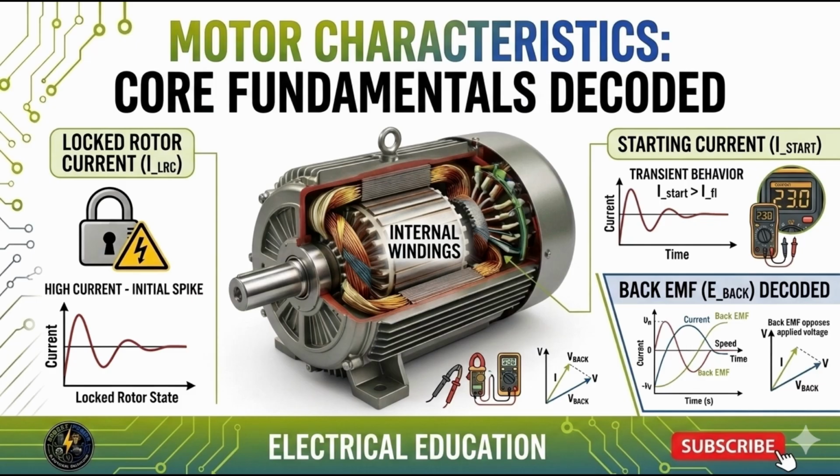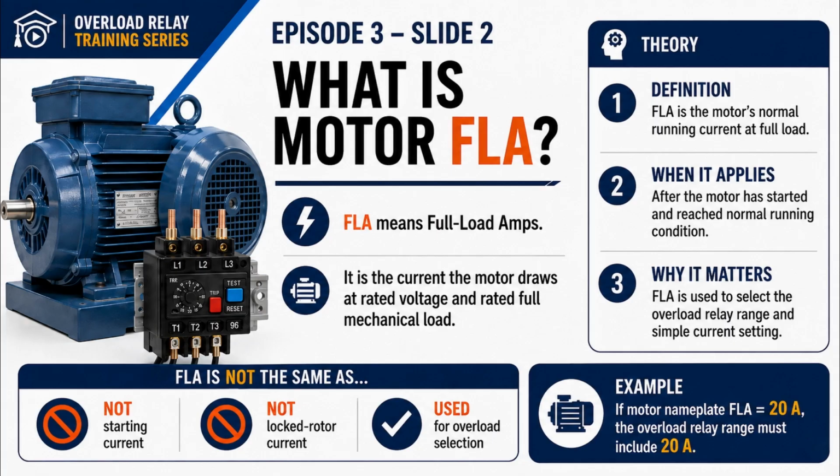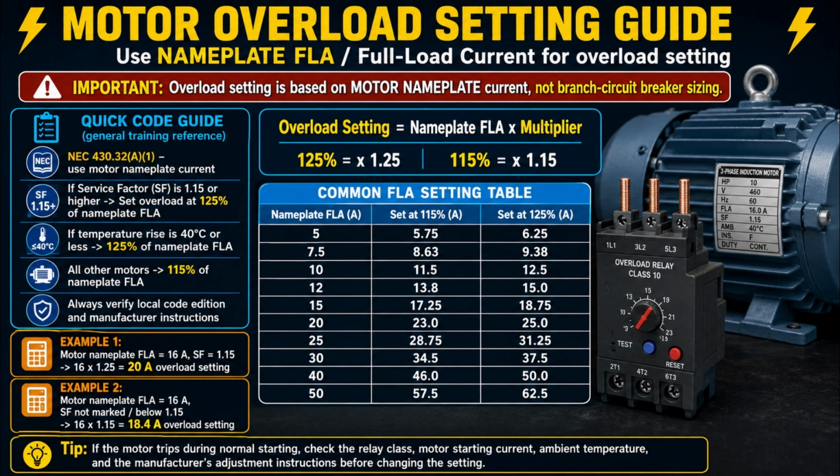What exactly is FLA? Let's start with FLA, or full load amps. FLA is the current the motor is expected to draw when it is operating under its rated conditions and carrying its normal full load. This is one of the most important values you will find on the motor nameplate. In practical electrical work, we use FLA as a reference when we check motor current and when we select or adjust overload protection. But here is the important question.